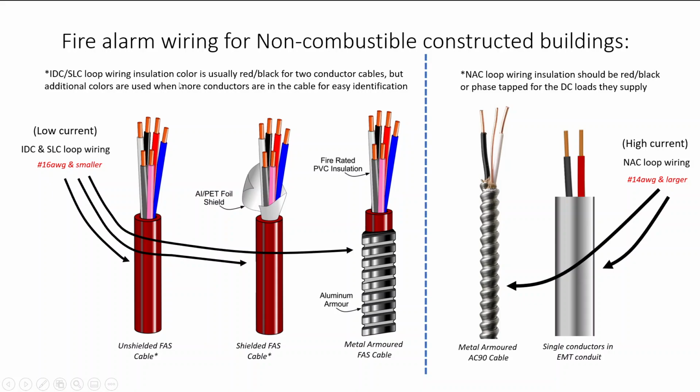On IDC or SLC loop wiring where we're using FAS cable, if you get two conductor cable, then it comes in red and black. But as soon as you get more than two conductors, they use different colors to try to distinguish and identify them easily. And so phase taping or anything like that typically is not done, and we don't worry about it in the really small gauge wire.